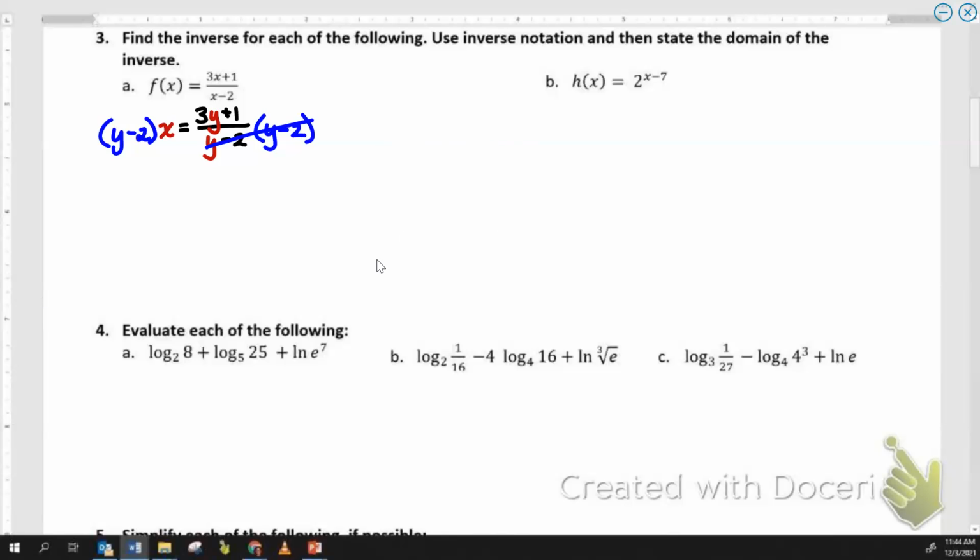So for my domain, I want everything that x is not allowed to be. Positive 3, so negative infinity to 3, union 3 to infinity. For my range, I really should rewrite that denominator as negative x plus 3 to line this up more correctly. So I would have negative x over negative 2x, positive 2. So my range is negative infinity to 2, union 2 to infinity.